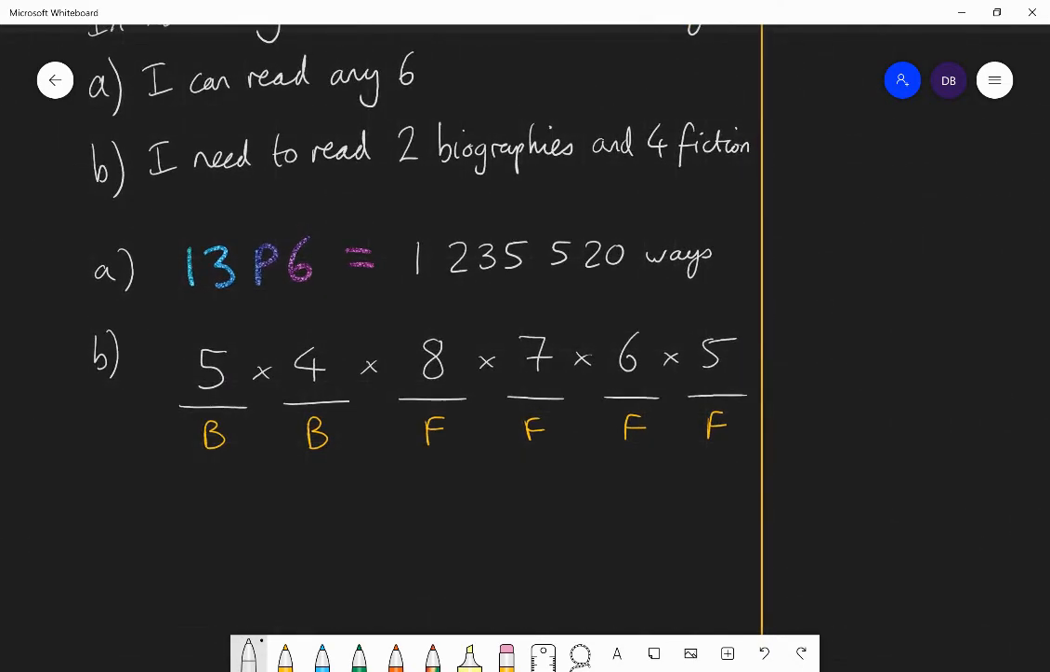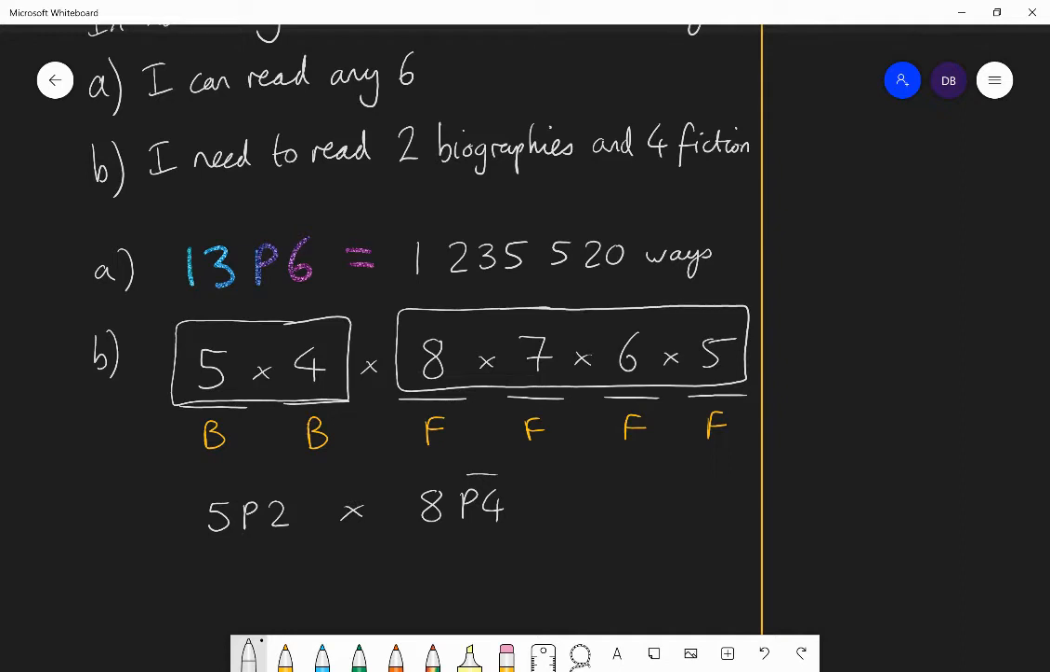And this calculation is 5P2. So that's the first two parts. That's the number of ways in which I can arrange two books from five, multiplied by 8P4, which is the number of ways of arranging four books from eight. And that will give me the number of ways in which I can read two biographies followed by four fiction, which is 33,600.